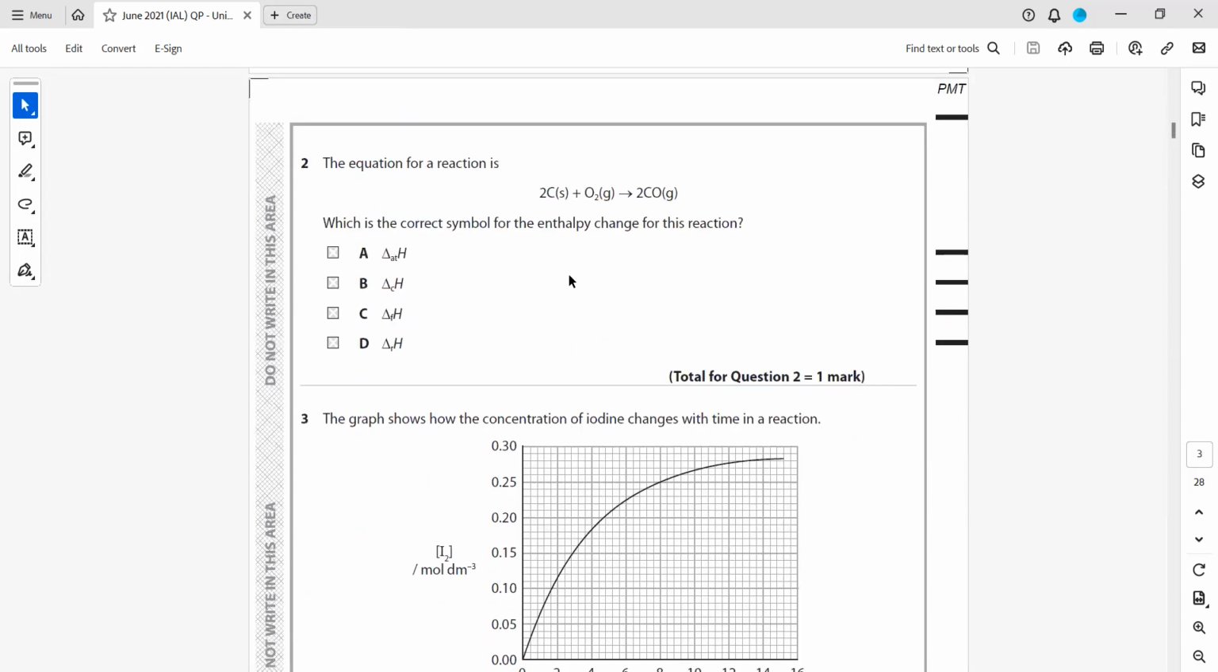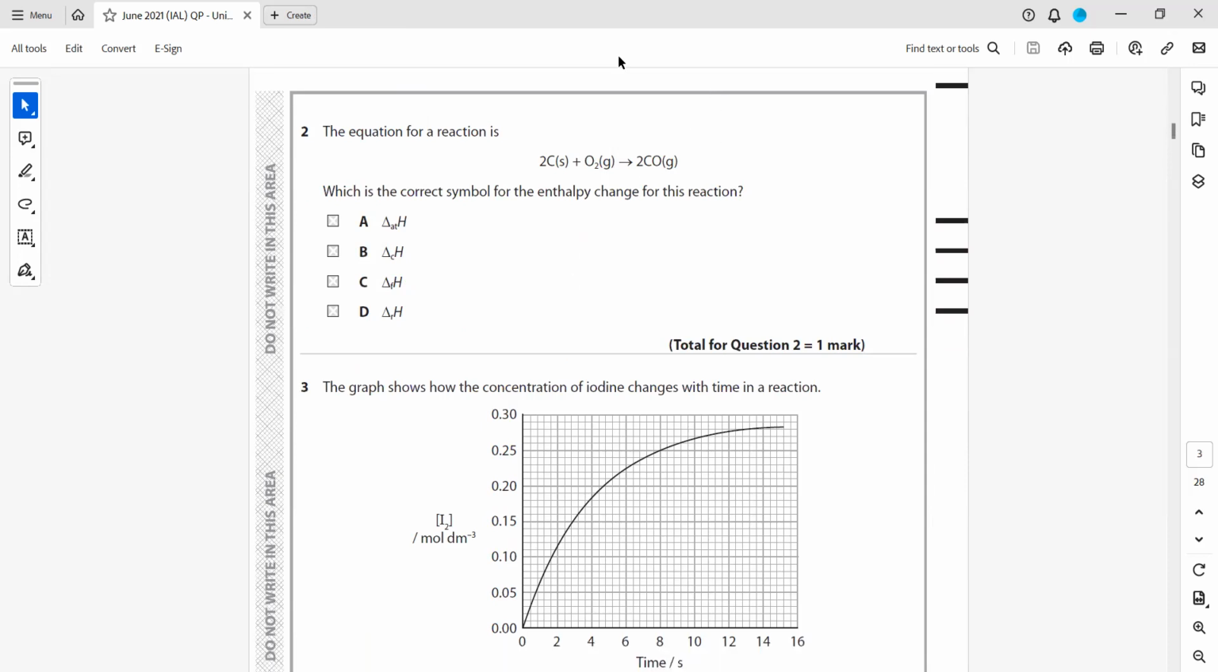The equation for a reaction is shown. Carbon reacts with oxygen to give carbon monoxide. Which is the correct symbol for enthalpy change of this reaction? Here, the term atomization means we have a substance, solid, liquid, or a gas, but we produce atoms in a gaseous state. So this is not atomization because the atoms of an element are not produced in a gaseous state.